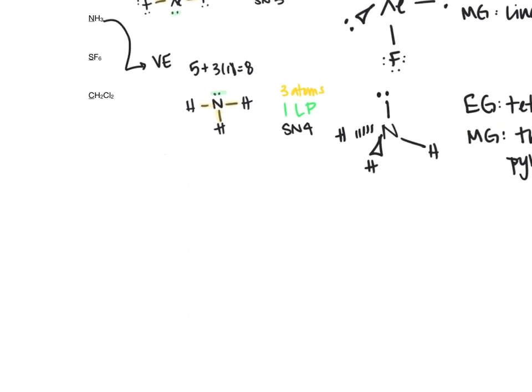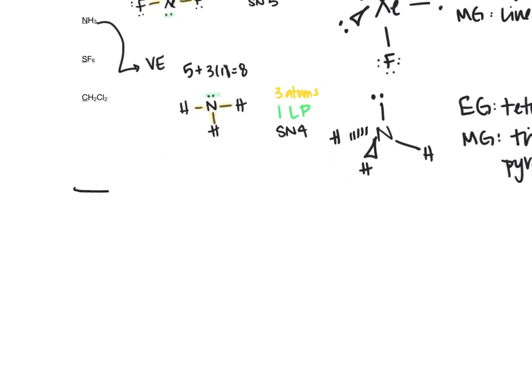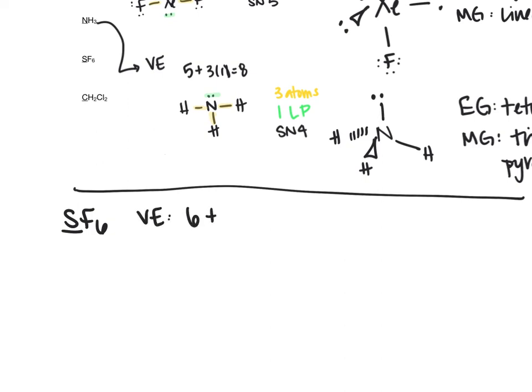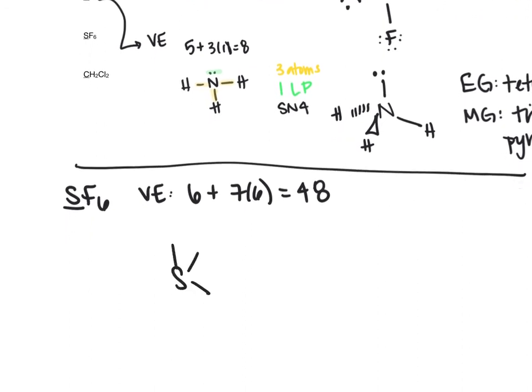So now what's our next example? I'm basically going to move these down so that we have a little bit more space. We're going to have SF6 with sulfur as our central atom. The valence electrons in this case is 6 plus 7 times 6, which is 48. So now we're going to plop sulfur in the center, connect it to each of our fluorines, and put in all of our lone pairs. Once we've done this, it turns out that we've actually used all of our electrons.